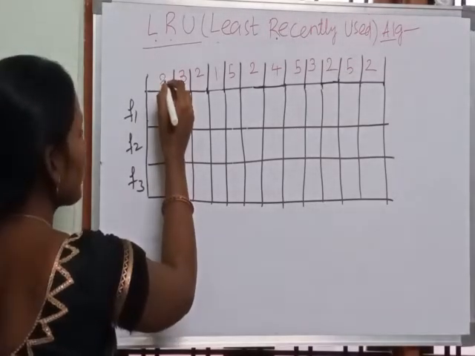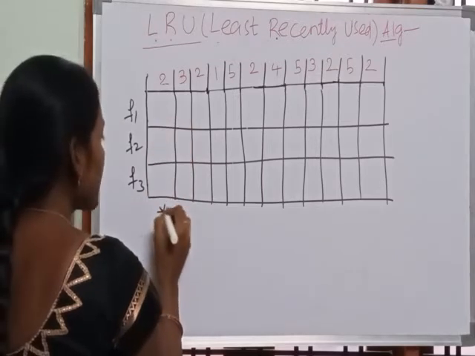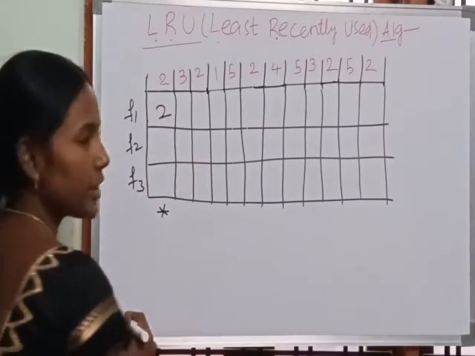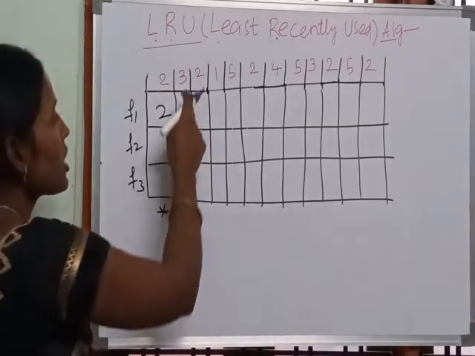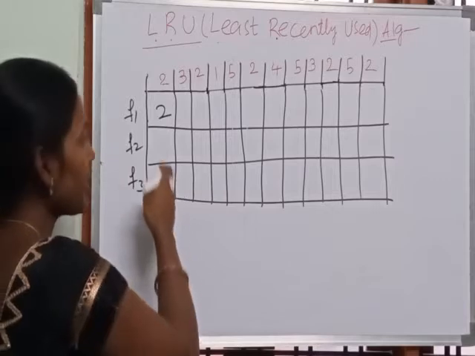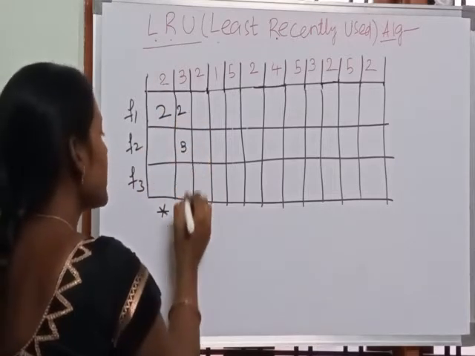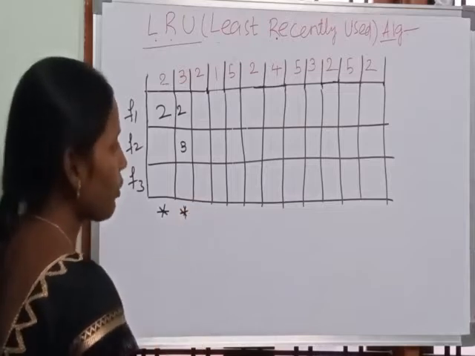First, it will search for the 2. So, 2 is not available in the frames, and 2 will be entered into the frame. Next, the CPU is requesting 3. 3 is not available in the main memory, that means in the frames. So, after 2, 3 is entered, and we call that a page fault.